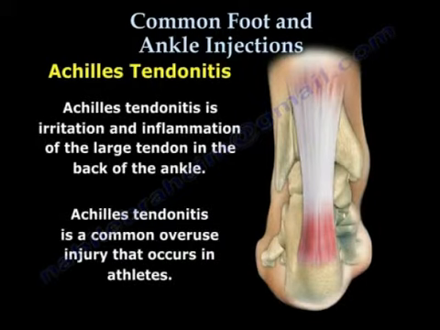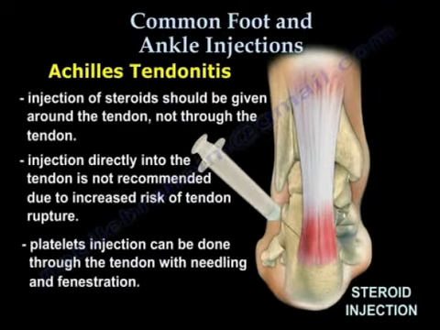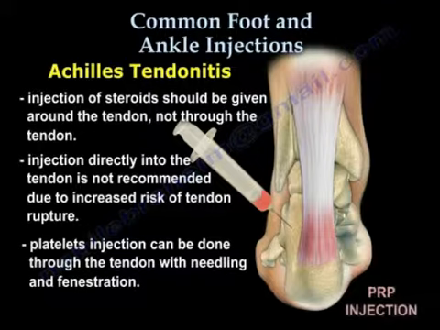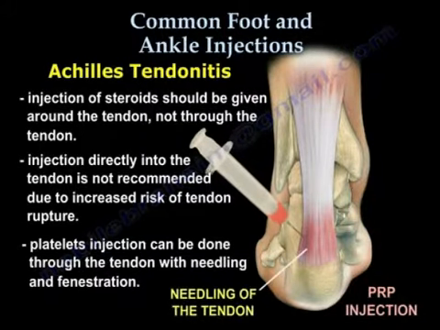Achilles tendonitis. Achilles tendonitis is irritation and inflammation of the large tendon in the back of the ankle. It is a common overuse injury that occurs in athletes. Injection of steroids should be given around the tendon and not through the tendon. Injection directly into the tendon is not recommended due to increased risk of tendon rupture. However, platelet injection can be done through the tendon with needling and fenestration.